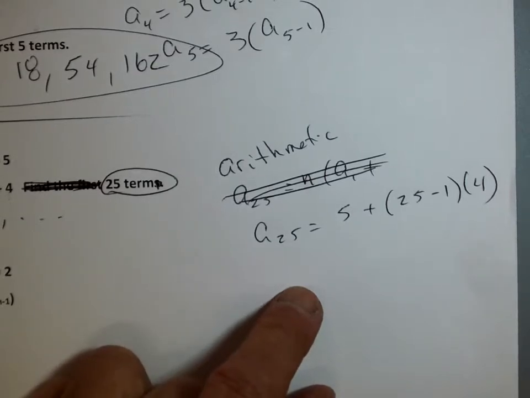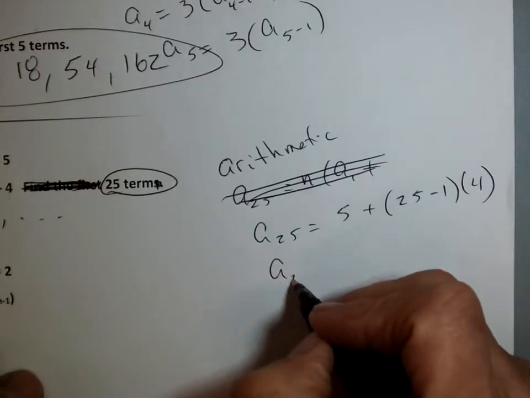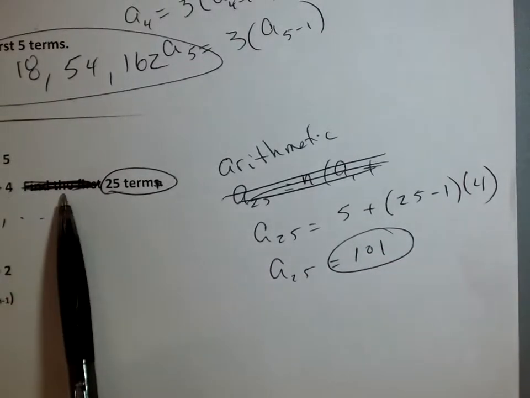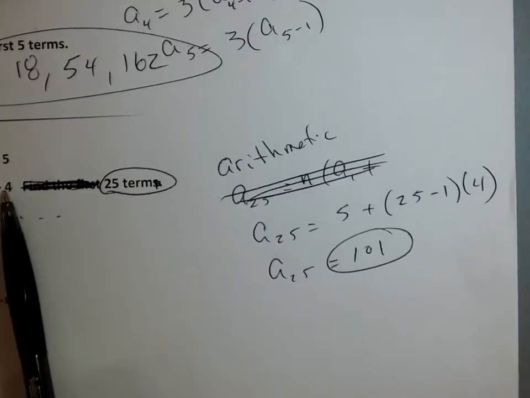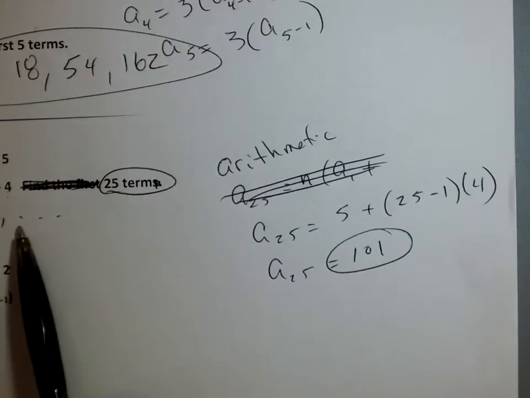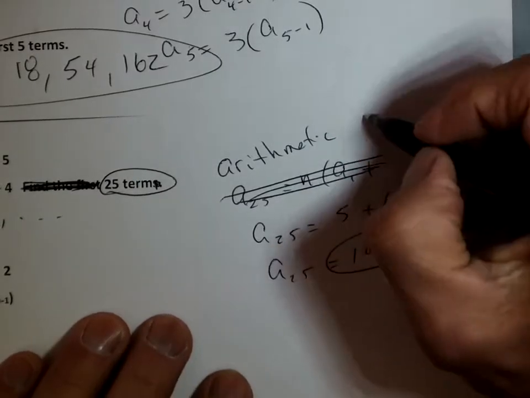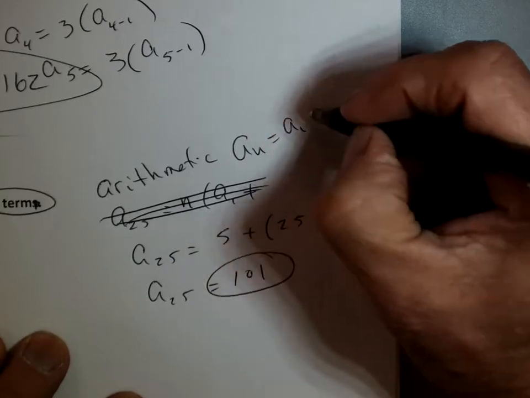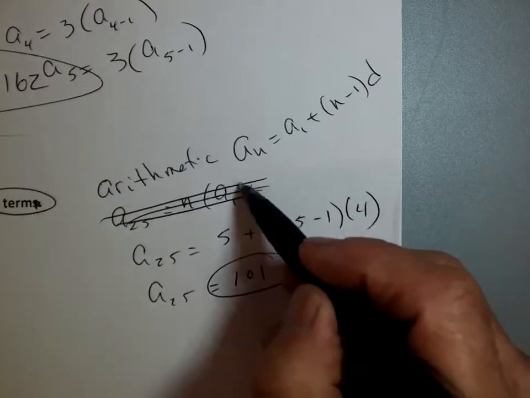Okay, so 5 plus 24 times 4, and I get an answer of 101. So the 25th term is 101, okay? So let's go back to this. First of all, I meant to say find the 25th term. Forgive me. I know the first term, and I know I'm going to add 4, add 4, add 4, add 4. So I could do that. I could go and keep adding 4 for 25 times, and I get to 101. Or I can go, wait a minute, there's a formula, a of n, that we learned last week, a1 plus n minus 1 times d. So we're going to use our explicit formula to find, okay?